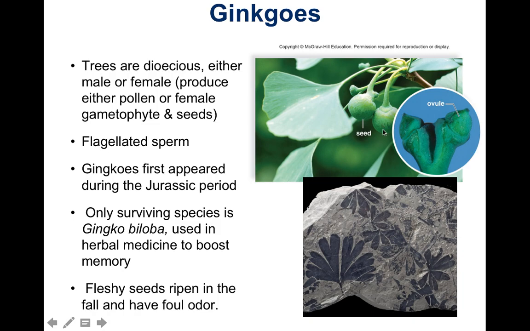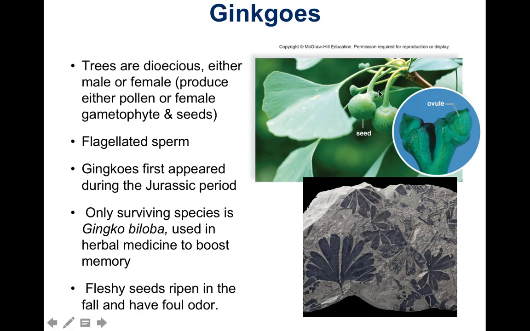Interesting thing about these seeds is they're kind of fleshy, and they have a really foul odor when they ripen in the fall. So typically, even Ginkgo biloba is planted in cities because it's super tolerant to things like pollution. It doesn't need a lot of water, and there aren't too many insects that bother it. But the one thing they have to do is make sure that they plant only male trees, because the females produce these seeds which fall to the ground and they basically smell like dog poop. They're really not pleasant to have around.